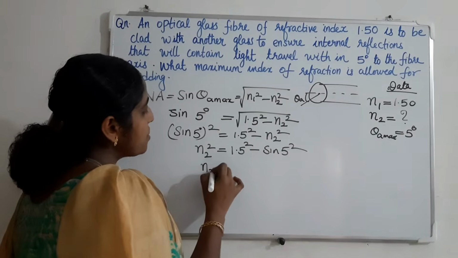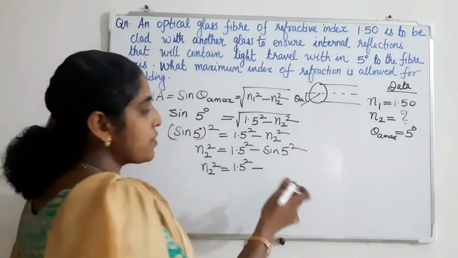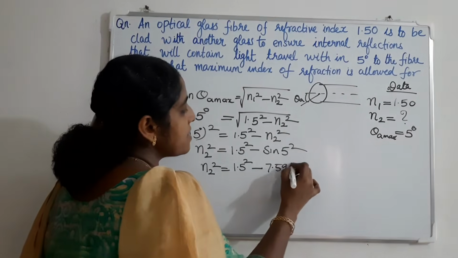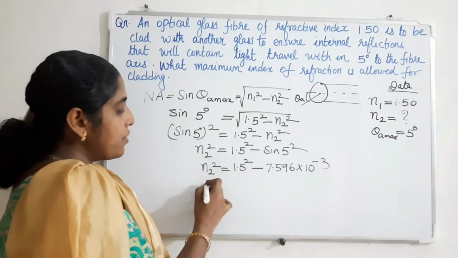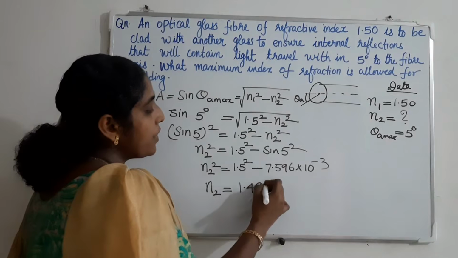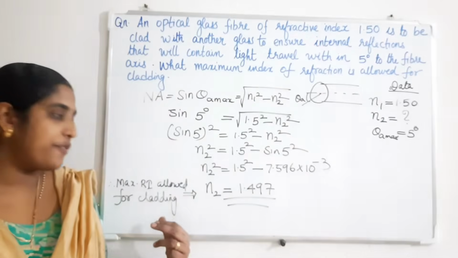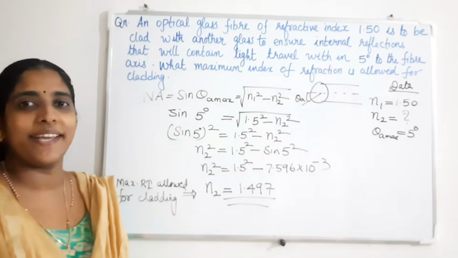That is, N2 square is equal to 1.5 square minus sin 5 square, which is 7.596 into 10 raised to minus 3. On calculating and taking the square root, we get the refractive index of the cladding as 1.497. Therefore, the maximum refractive index value allowed for cladding is 1.497.